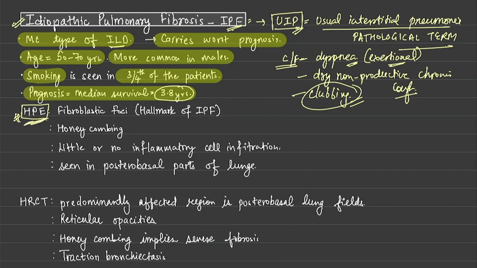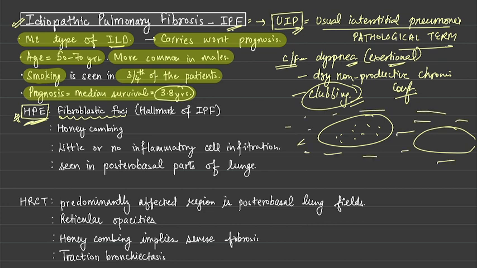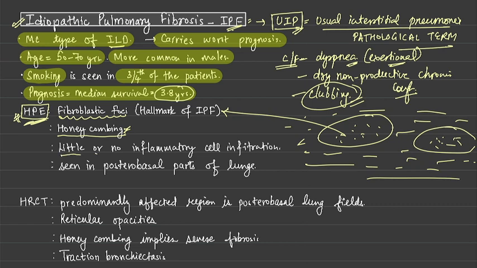On histopathological examination, the hallmark of idiopathic pulmonary fibrosis is fibroblastic foci. You will see that there are foci of fibroblasts which intervene the normal lung interstitium or lung parenchyma. There will be fibroblastic foci in between, right? So on biopsy or on HPE, we will also find honeycombing. There will be little or no inflammatory cell infiltration. So basically there is no inflammation, and if there is no inflammation, there is no role of steroids. Steroids do not work in this situation.